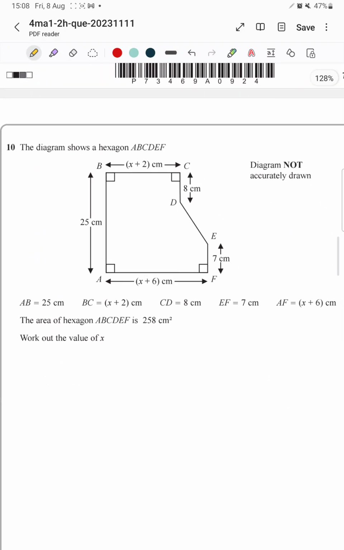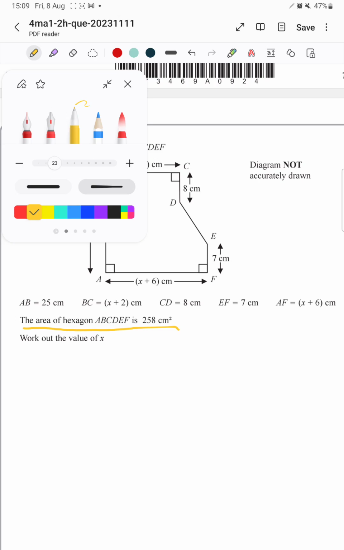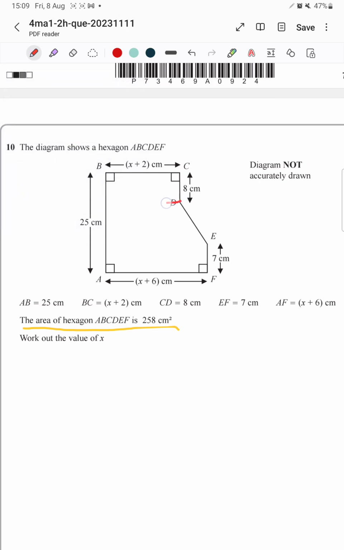Next question here is, the diagram shows a hexagon ABCDEF, and if you see this hexagon, because it is made up of 6 sides, but it's not a regular one, and we are given some of the lengths. We are given that the area of this hexagon is 258 centimeter square. Find the value of x. Because the area is given, area means this whole thing. So what is the strategy? I will split this whole thing into different shapes. So one will be like here, one will be like here.